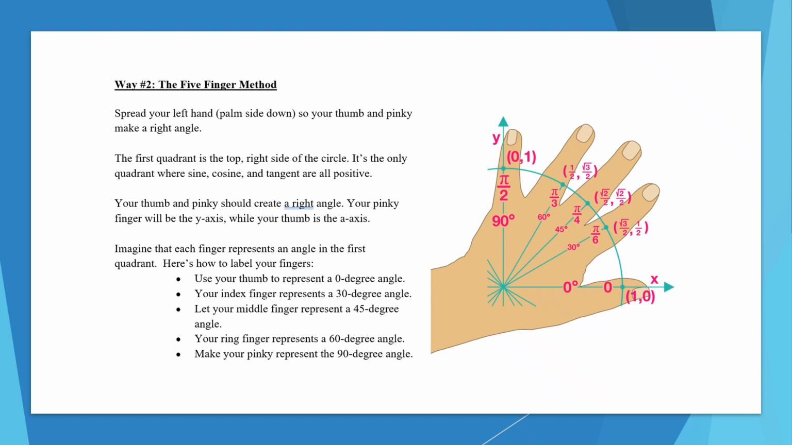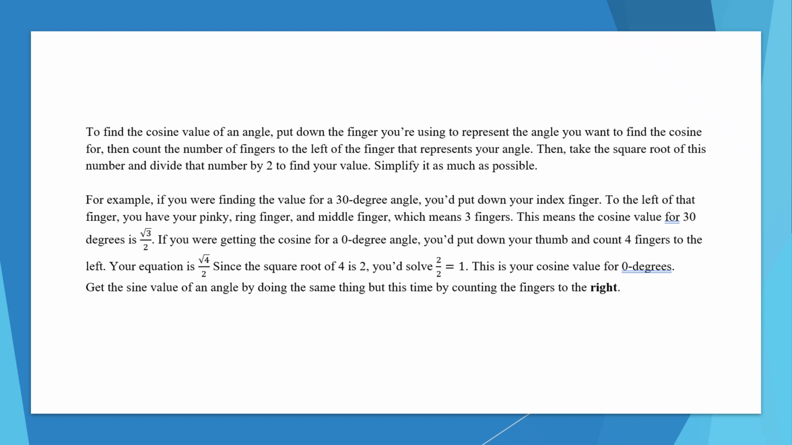The first quadrant is the top right side of the circle. So this is going to act as your first quadrant, with this being your y-axis and this being your x-axis, your thumb and your pinky respectively. If we take this, your thumb will represent a 0-degree angle, and then every finger will represent another major angle. So 30, 45, 60, and then 90 degrees there. Once you have your 5 angles, to find the cosine value of an angle, put down the finger that you want to represent to find the cosine value.